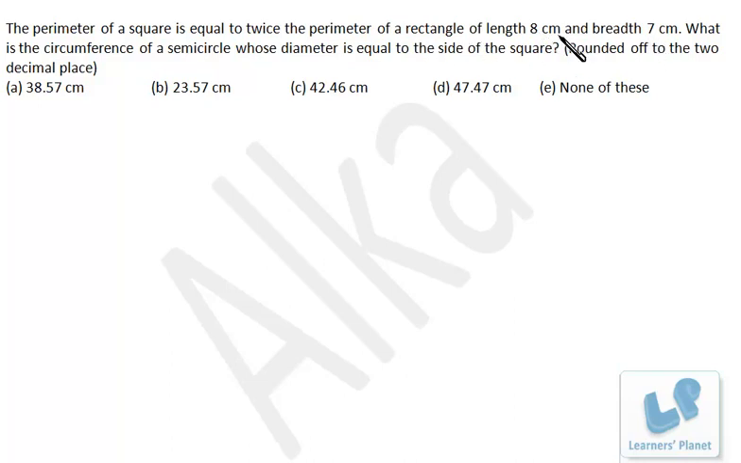So perimeter of this rectangle is 2 times (L plus B). So that's 30. That means perimeter of the square must be 60. That means each side of the square must be 15. Right? So it's 15. Now, what is the circumference of a semicircle whose diameter is equal to the side of the square? That means the diameter of this semicircle is 15. That means radius must be 15 by 2.